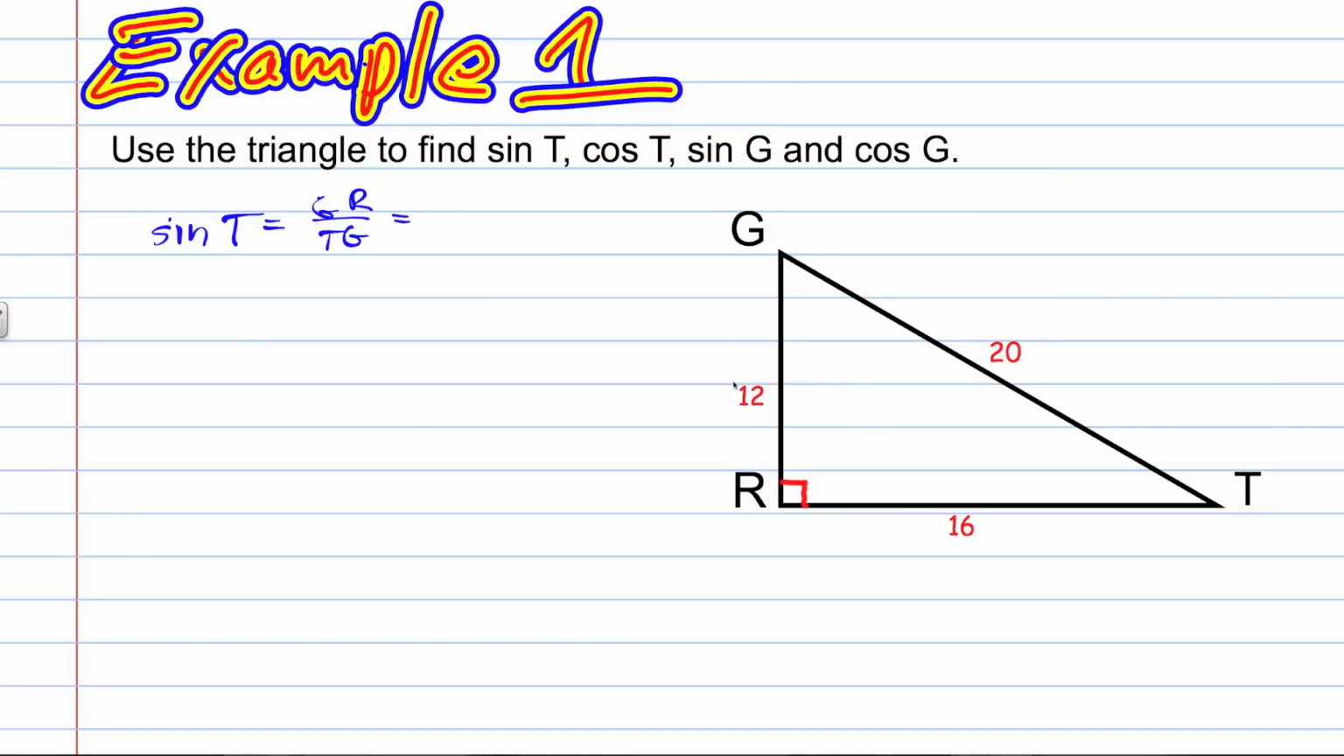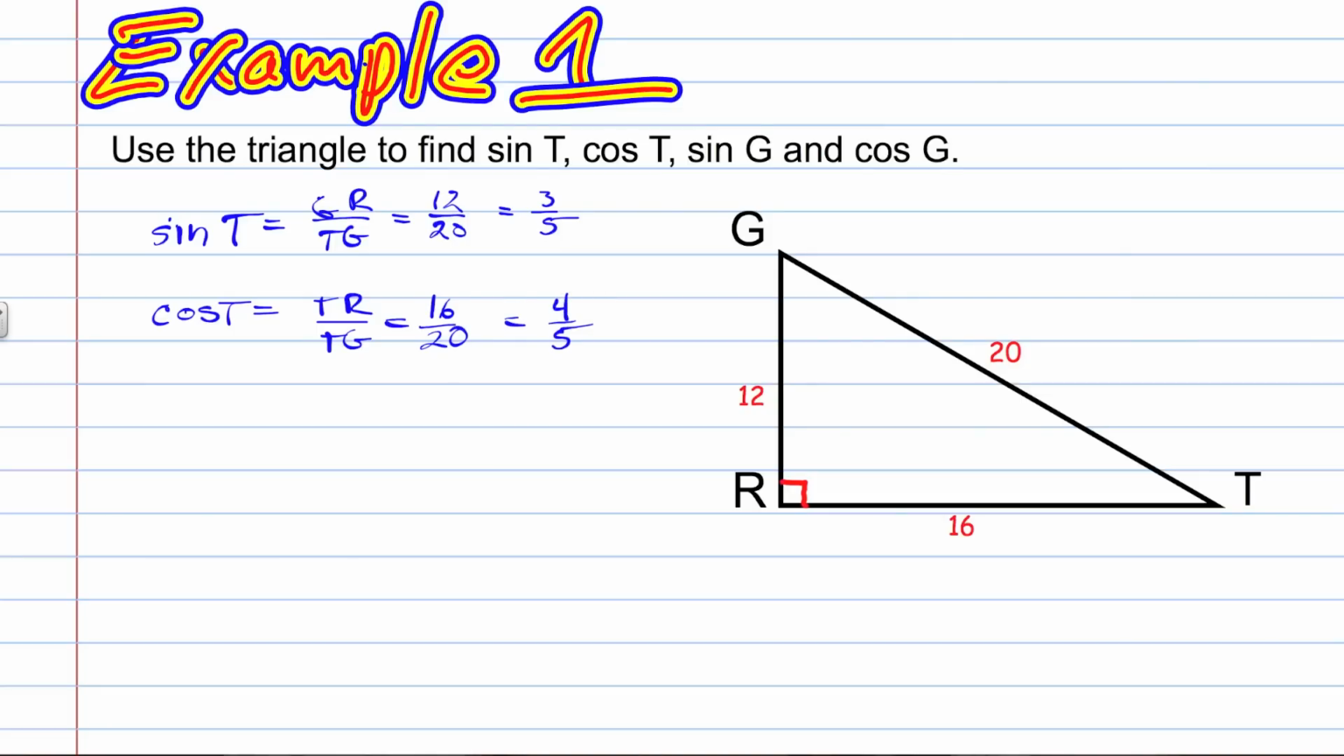Putting those numbers in, that would be 12 over 20. 12 over 20 does in fact reduce by a factor of 4, which gives 3/5. The cosine of angle T is going to be the side adjacent, TR, over the hypotenuse, TG, and that's equal to 16 over 20. That again reduces by a factor of 4 to give 4 over 5.